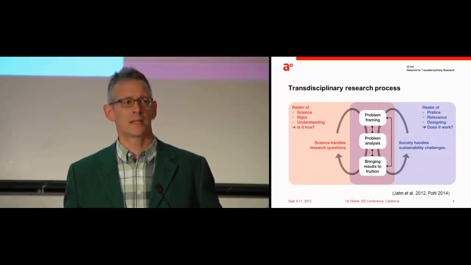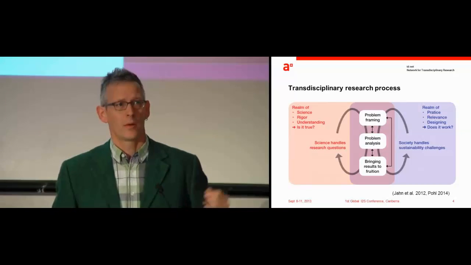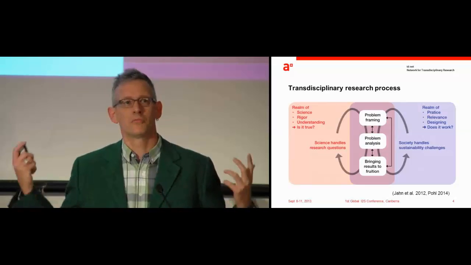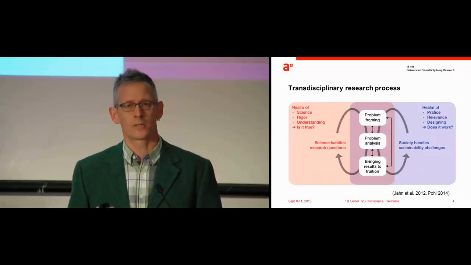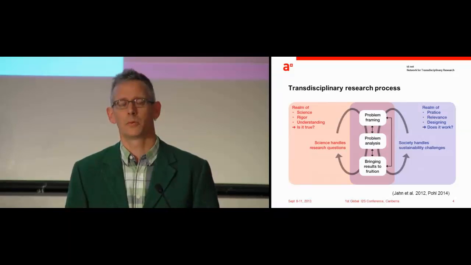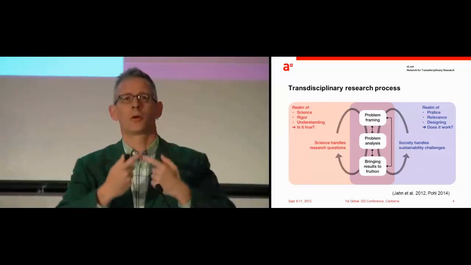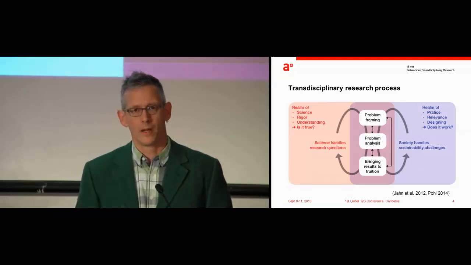transdisciplinary research basically aims at connecting two processes of knowledge production. The one is a scientific process of producing new knowledge on, for instance, a sustainability issue, and the other one is a social process of trying to solve a problem in the real world. And ideally, transdisciplinary research connects both processes. This is the overlap in the middle of the picture.